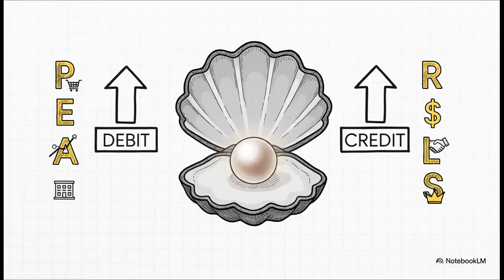Okay, you might be thinking, how am I supposed to remember all that? Well, here is your secret weapon. Meet the PEARLS mnemonic. It's an amazing cheat sheet. To increase any purchases, expenses, or assets, you debit them. That's your PEA. And to increase any revenues, liabilities, or shareholders' equity, you credit them. That's the RLS. PEARLS. Seriously, this is the key to everything.